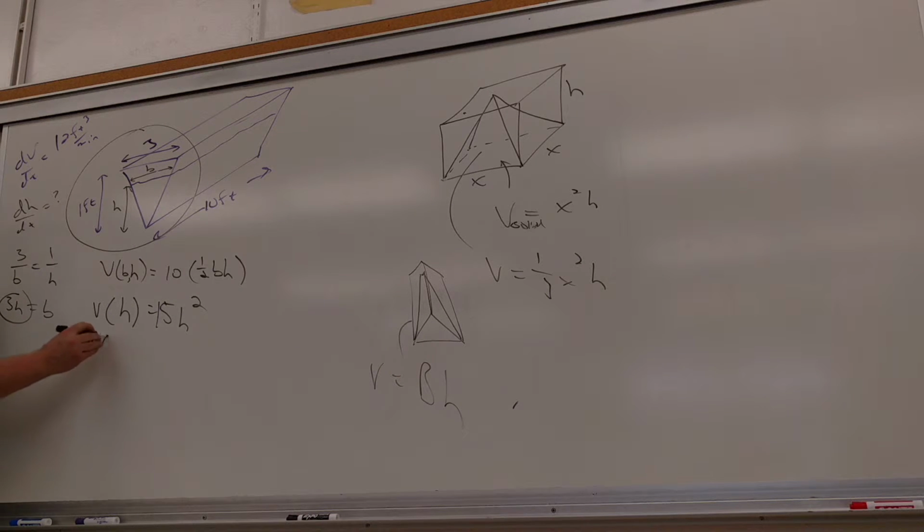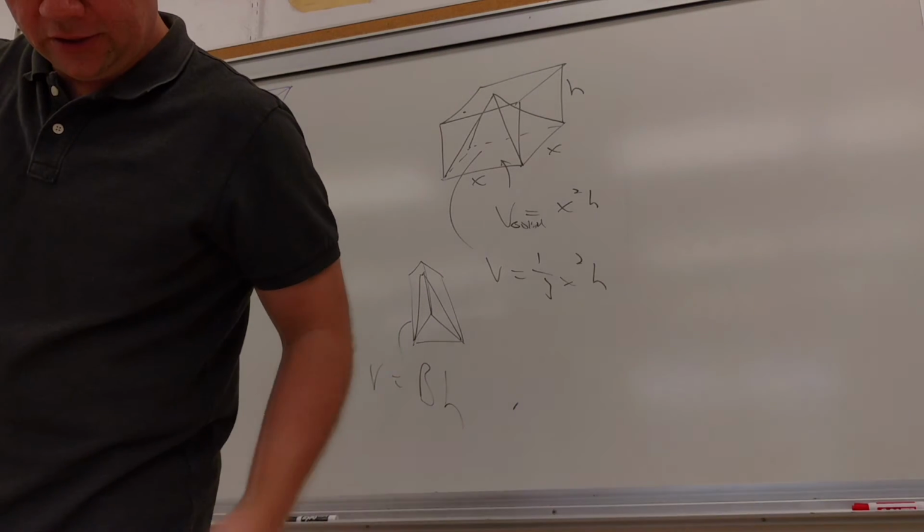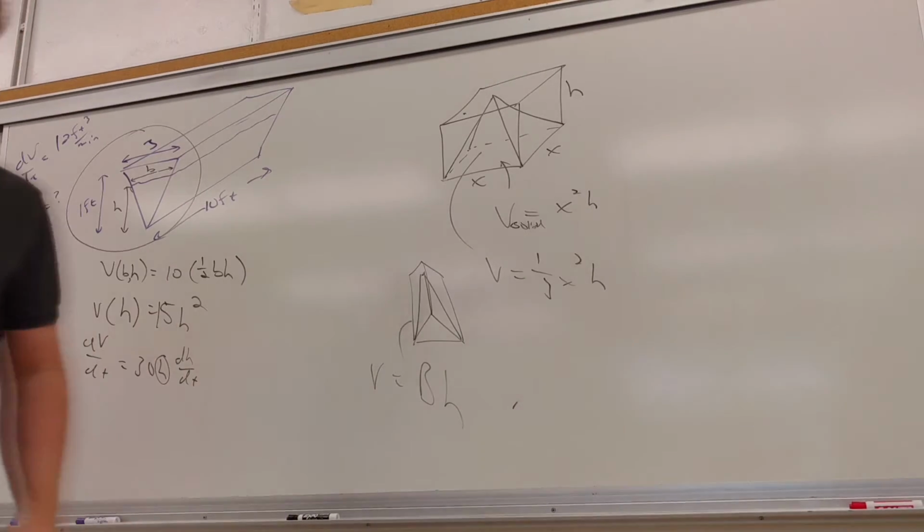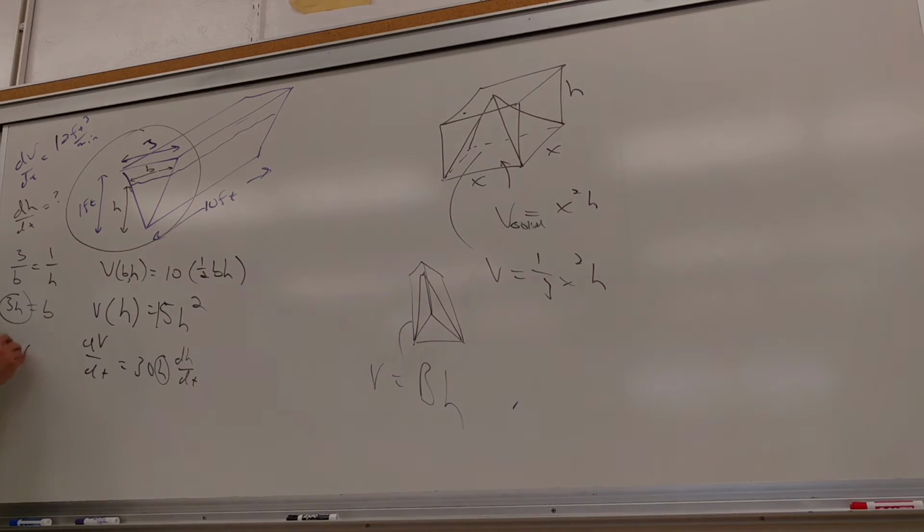What's dV/dt? 30h dh/dt. So I do need to know what h is, right? At, what did they tell me? 6 inches. Oh, they told me. Oh, good. That's nice of them. When the water is 6 inches deep. Yeah. So h is 6. They just told me I don't have to figure it out. h is 6. Plug it in.